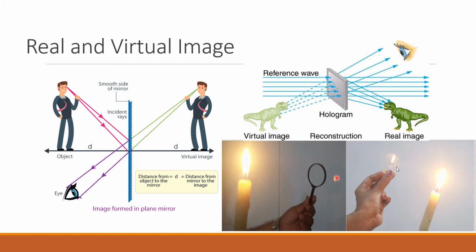Fine, as you can see, it is forming the image on this wall. This wall is my screen, and here can you see the bright image? This bright image is the image obtained by this object. So what kind of image is this one? This one is your real image. Fine, now come to the second figure.